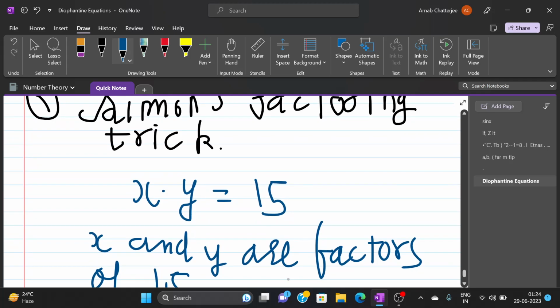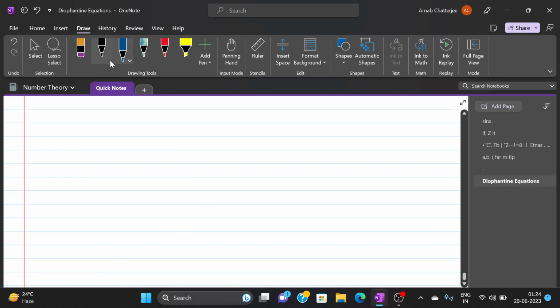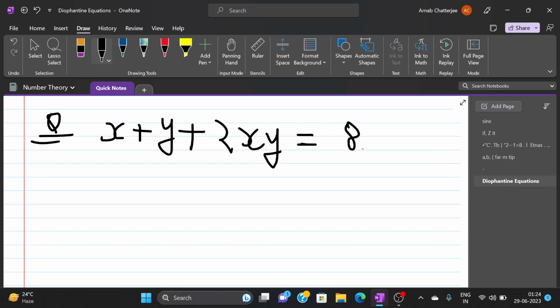Okay, and I'll even tell you how we factorize the expressions. So let us consider a question. Suppose I give you x plus y plus 2xy, and this is equal to, let us say, 8, and x comma y belong to positive integers.